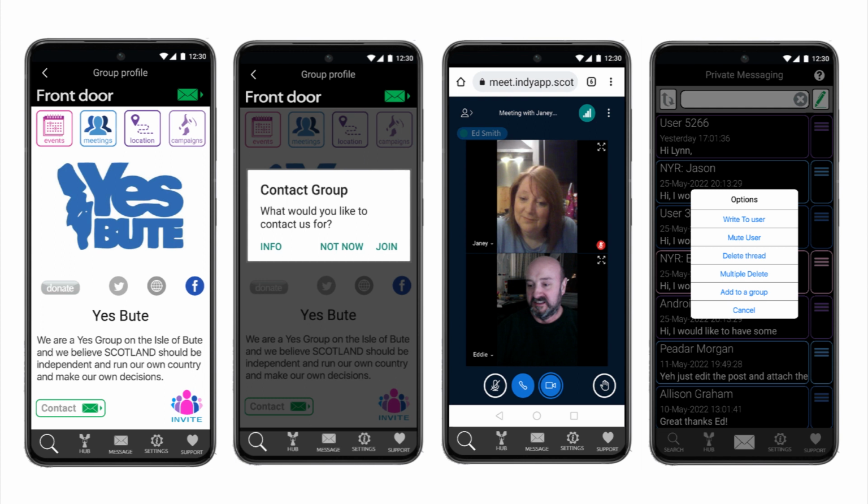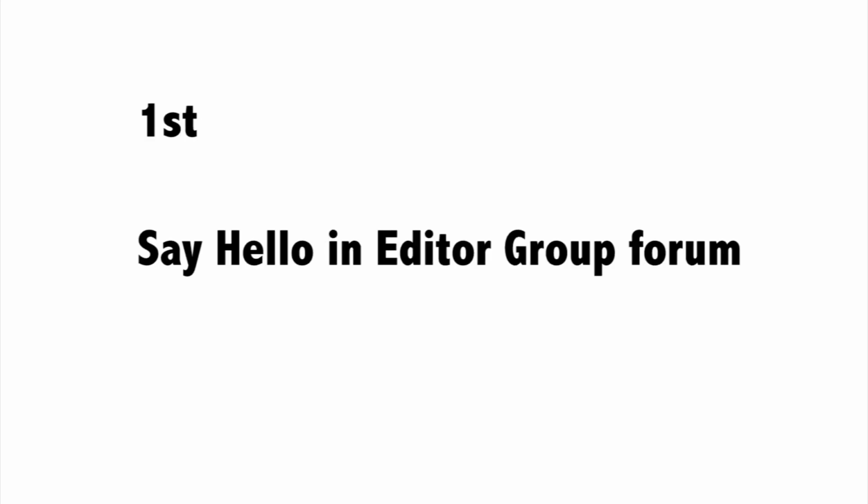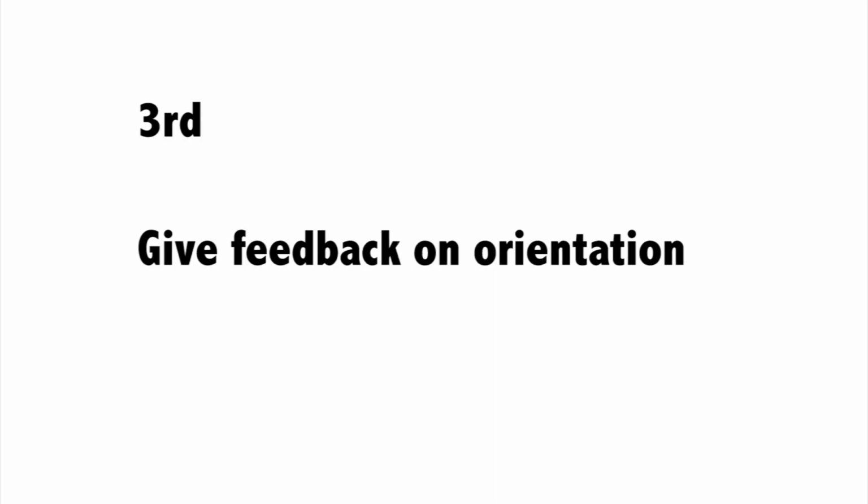To complete orientation, now do the following 3 tasks on the app. I'm going to tell you what they are and then show you how to do them. First one, say hello in the editors group forum. 2, from that forum, private message at least 2 editors that you do not know yet. And 3, give us your feedback in that forum on the orientation process.